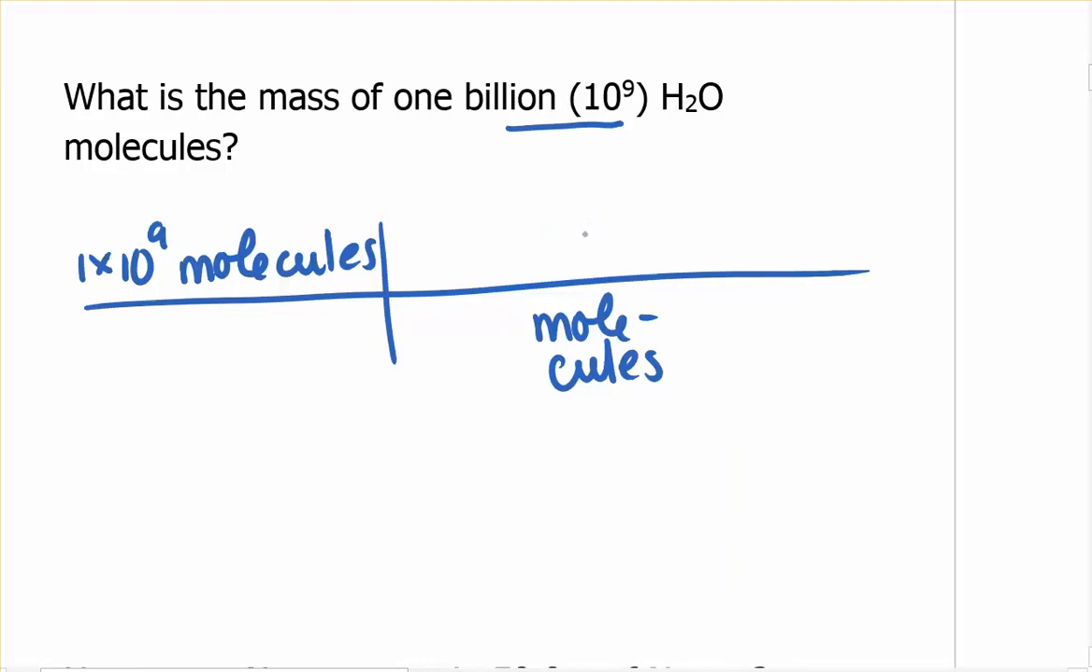What should I go to next? In chemistry, if you have a doubt, you want to go to moles. That is often the first step. If you can convert to moles, then you can convert to other things from there. So how do I go from molecules to moles?